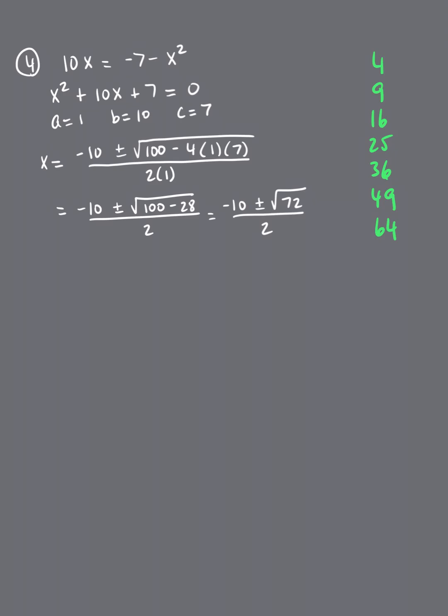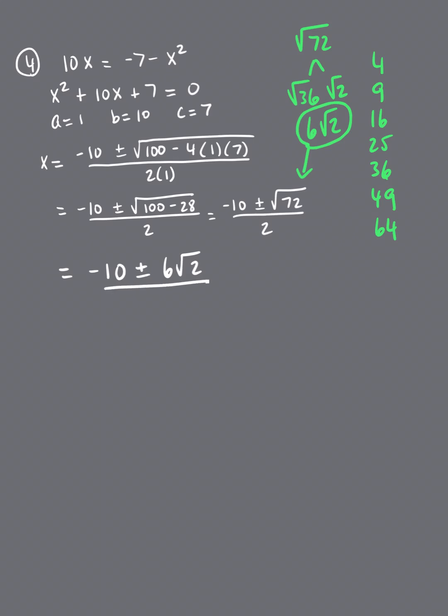So in this case, to simplify the square root of 72, we can say that's the square root of 36 times the square root of 2, since 36 times 2 is 72. And the square root of 36 is 6, and then we're just left with the square root of 2. So we'll make that substitution in for the square root of 72. Make sure that you simplify your root before you do any dividing with the 2 on the bottom. So we're going to have negative 10 plus or minus 6 square root of 2 over 2.